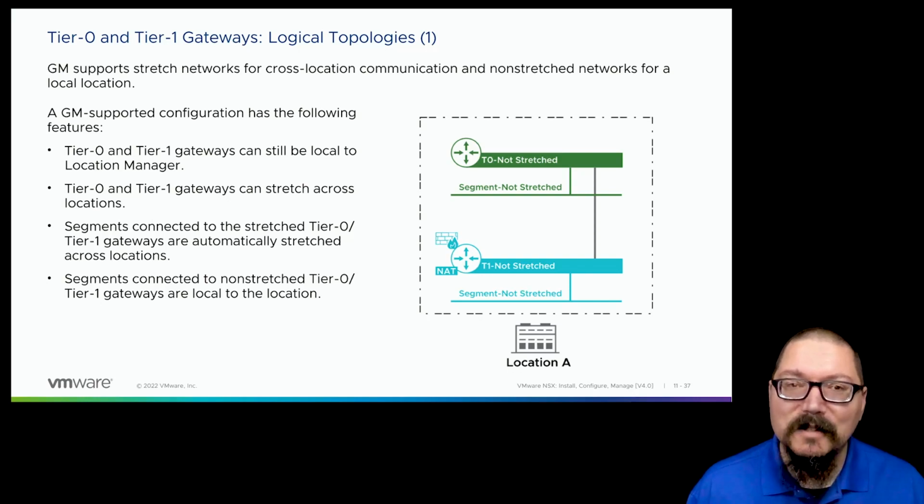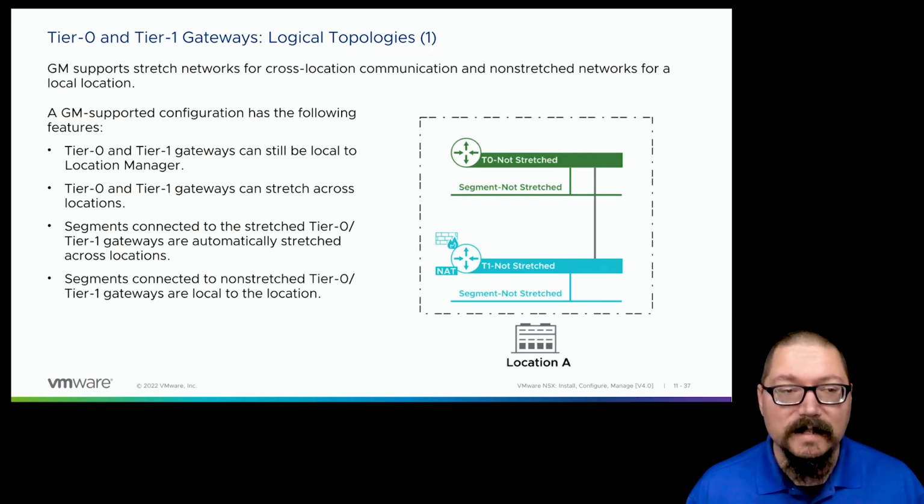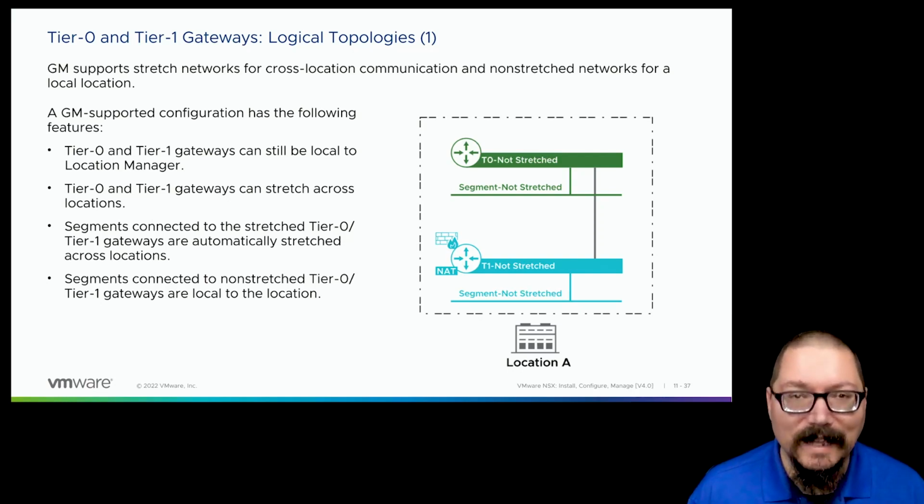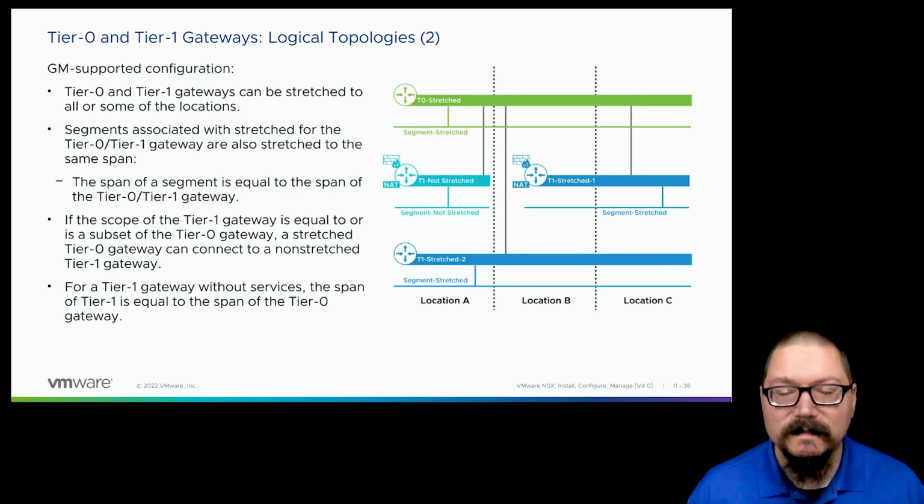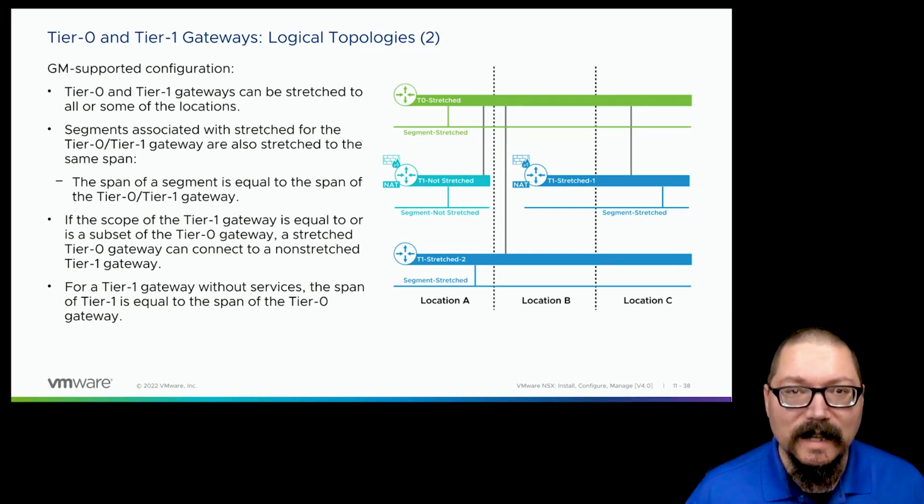So I can create non-stretched objects and leave them in the context of a data center. And I can do this through Global Manager, just like I would do it through any given local manager, right? Simply by selecting just location A in this example for my Tier 0 and Tier 1 gateways. But I can stretch things as they need to be stretched. And I don't have to have everything stretched to the same scale, right? I can put networks, I can put gateways where I need them. I can stretch them as far as I need them, and everything will be fine.